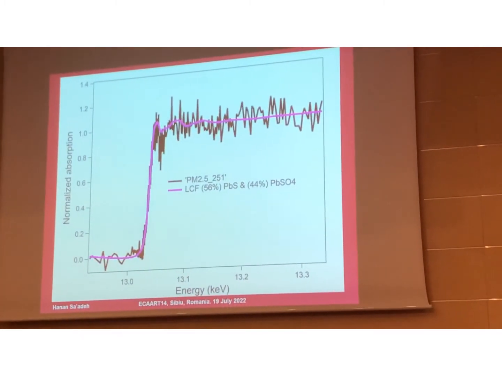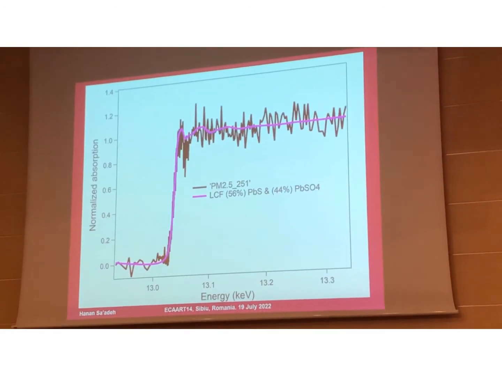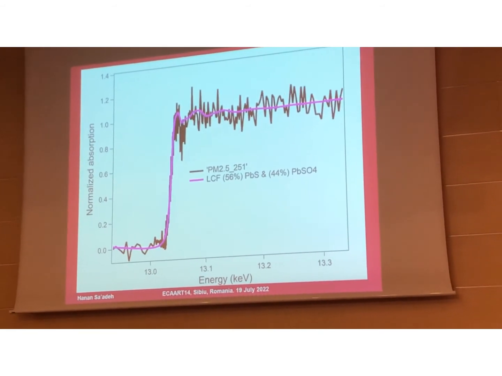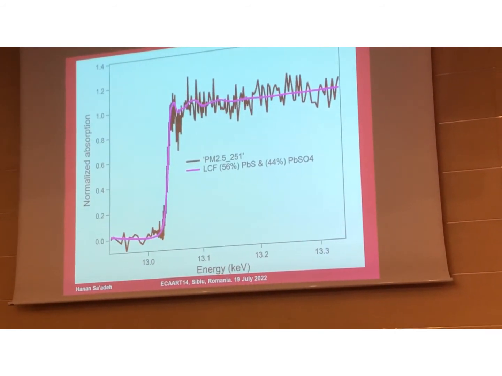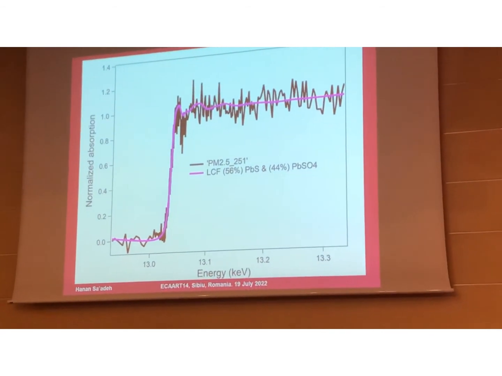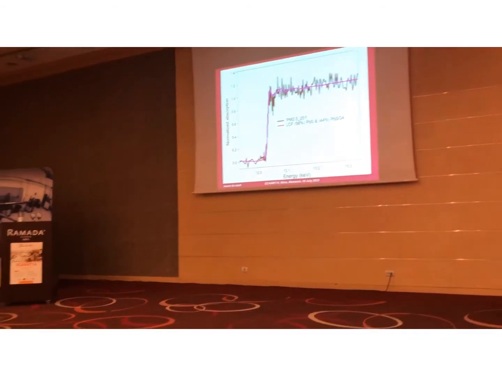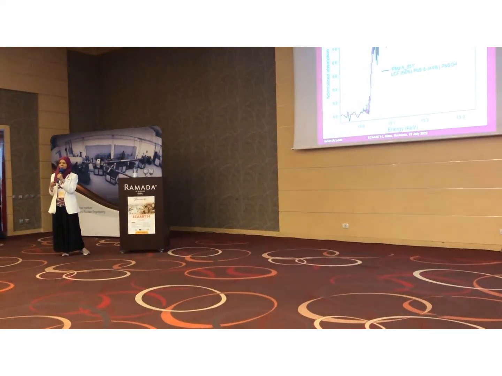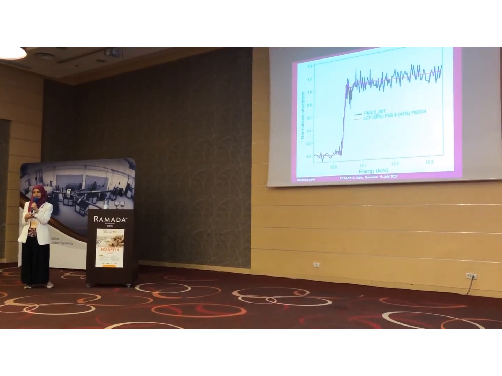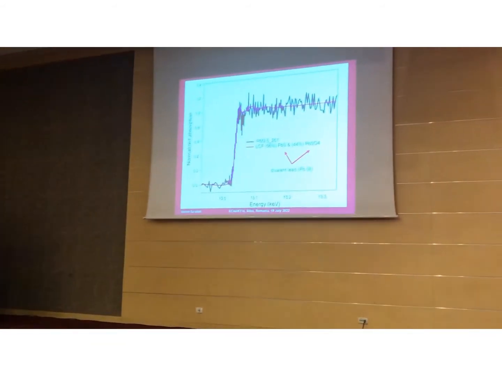And regarding the XANES results, this is an example for the fine particulate matter. The black zigzagging line is the raw data. I could smooth it, by the way, but I prefer to show you the very raw data. And the pink one is the linear combination fit of 2 reference lead compounds. I compared the data with different lead compounds to see what oxidation state or what chemical compound of lead is potentially present in Amman's atmosphere. I found that it's most likely a combination of 2 divalent lead compounds, which are lead sulfate and lead sulfide.